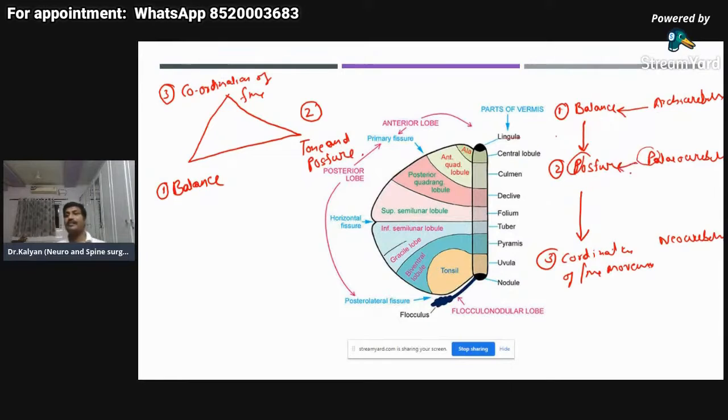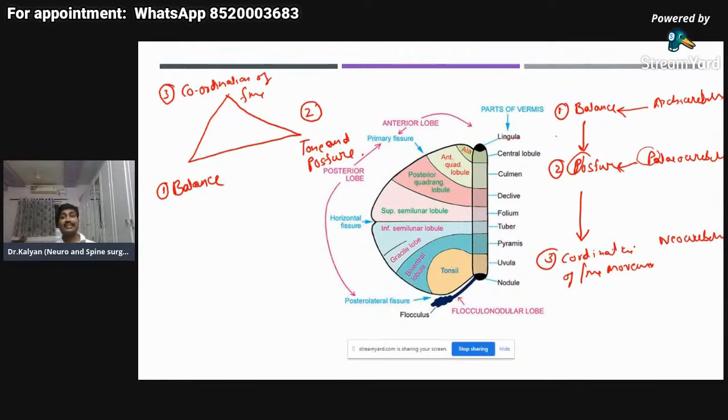So paleocerebellum. Archi means oldest one. Paleo means old. Neo means new. So the oldest function lies with the archicerebellum, which is balance. The older functions are with the paleocerebellum, which is posture and tone. The newest functions are with the neocerebellum, which is coordination of fine movements.